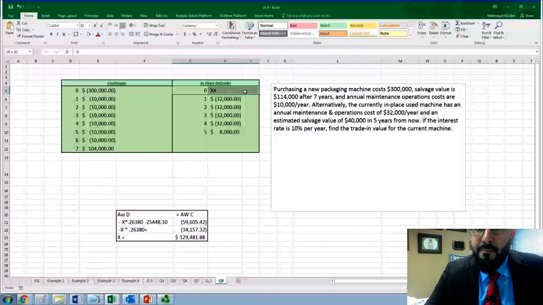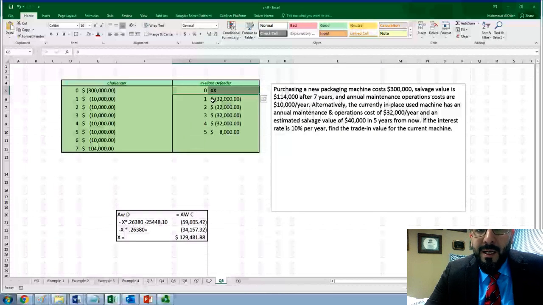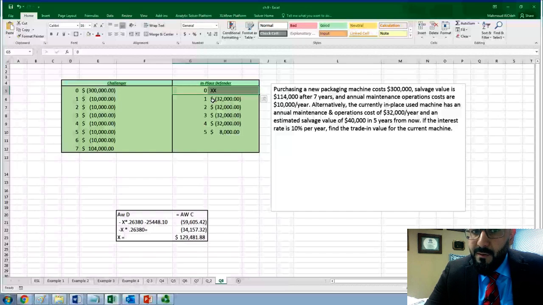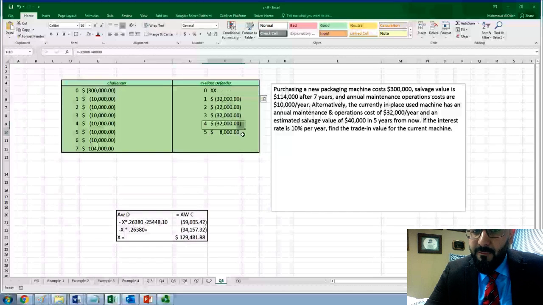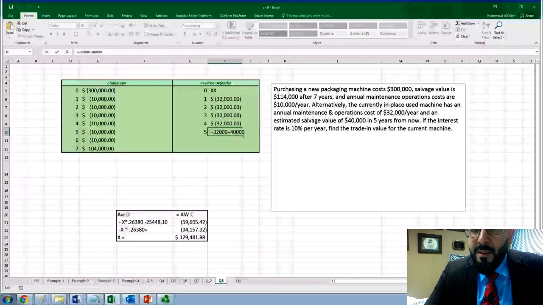And on the other side, we don't know what's the initial cost, what would be the current cost, the market value, or the trade-in value. But we know that we have to pay $32,000 on year 1 all the way to year 5. Also, we know that on year 5, we will be getting $40,000 as a salvage value.